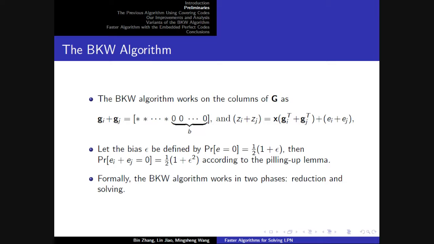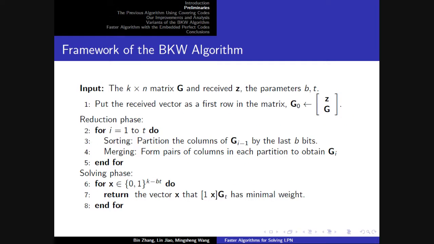Formally, the BKW algorithm works in two phases, the reduction and the solving phase. This is the framework of the BKW algorithm. We give the input of the matrix G and the received noisy inner products, and the parameters chosen by the attacker. Then we put the received vector as the first row in this matrix. We form the matrix G0.